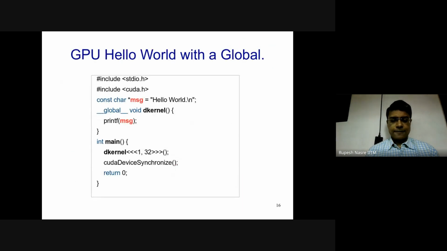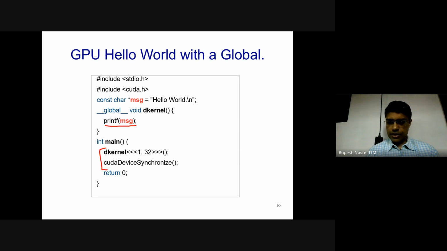Maybe I'll finish this and then we will take a break. Let's say there is this constant char star message, hello world, which is a global variable, the way we were discussing that A should be a global in the previous program. And then I try to print that from the GPU, call dkernel and then cudaDeviceSynchronize. So what happens in this case? Let's think about it. I'm going to take a break at this stage. We'll meet at 10:50, about 7 to 8 minutes from now.